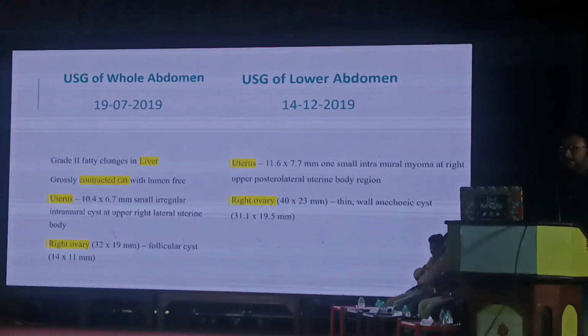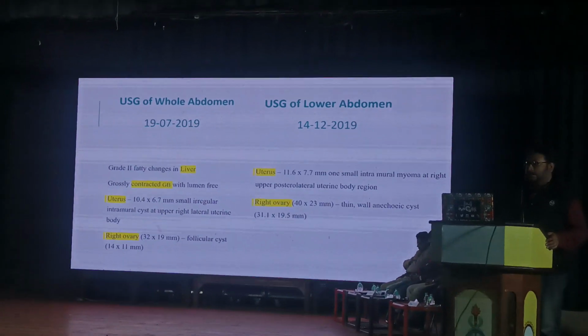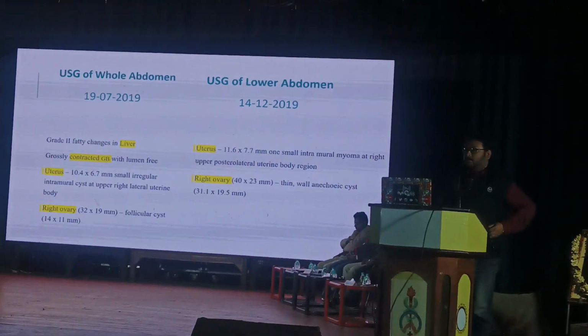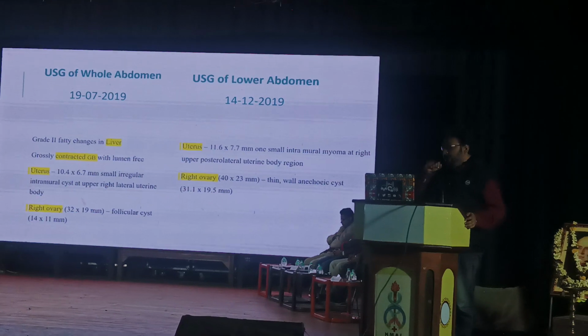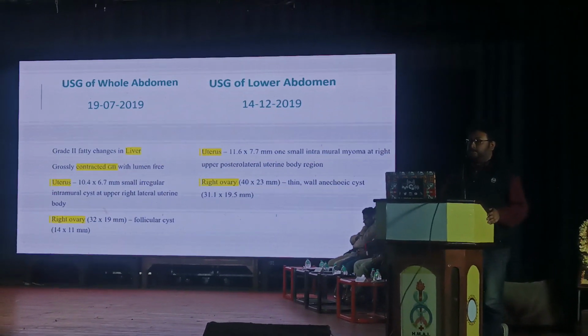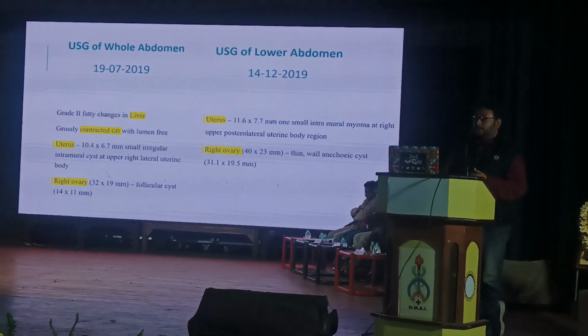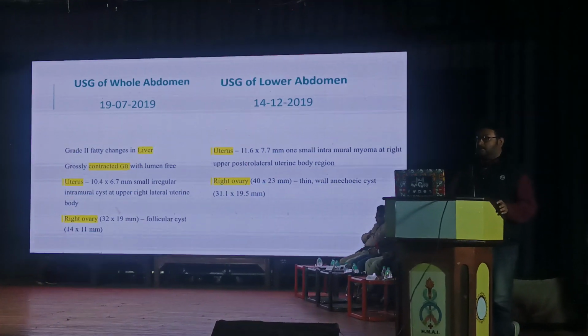So you can see the dates. The first USG was done with the patient on 19/7 in 2019, and just 5 months later it was repeated, but the whole abdomen was not done. So in July 2019, when the whole abdomen USG was done, we found fatty change in the liver as well as a contracted gallbladder.